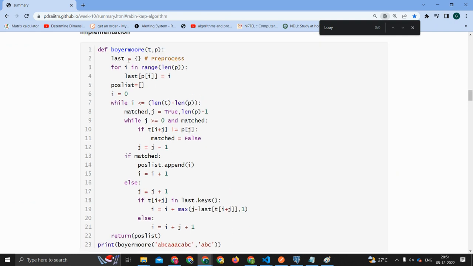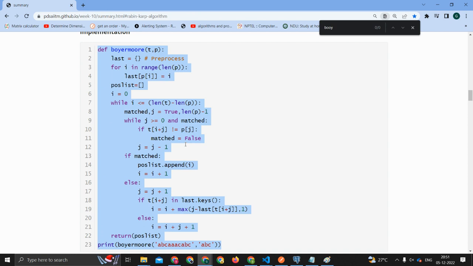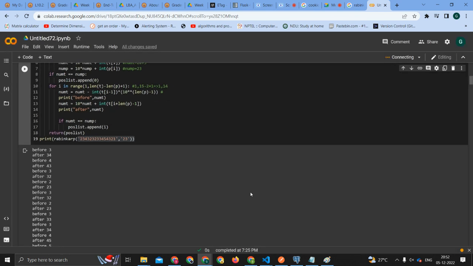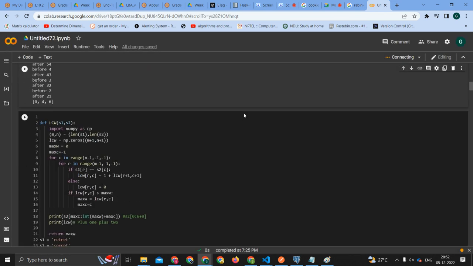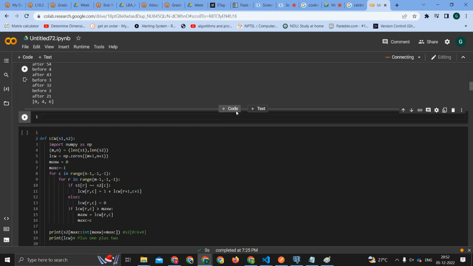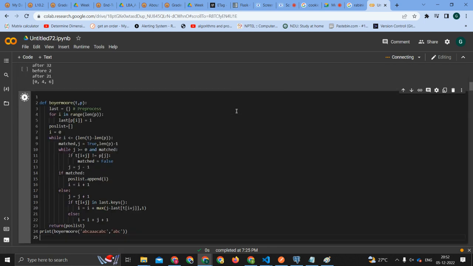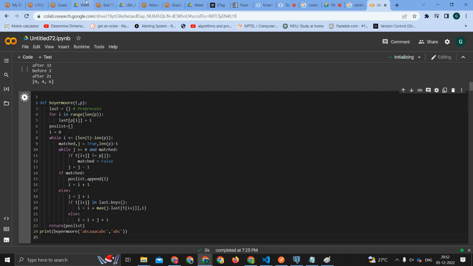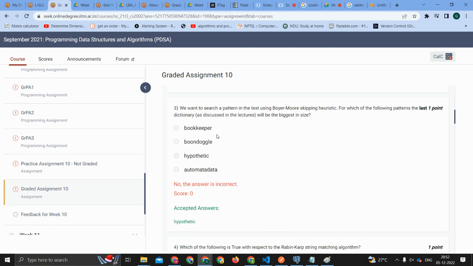Uma, I also think so, but I'm thinking about the matching algorithm. They are asking about the dictionary only, right? Wait, don't worry. We'll go back there. Bigger in size. We can find out the count of the letters, right? I just wanted to confirm that. Here it is 1, 2, 3, 4, 5.